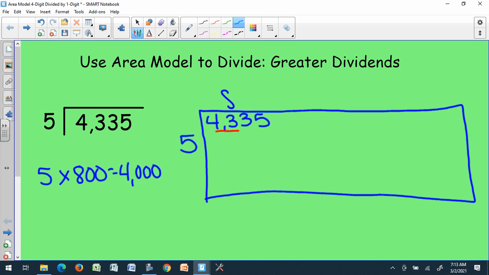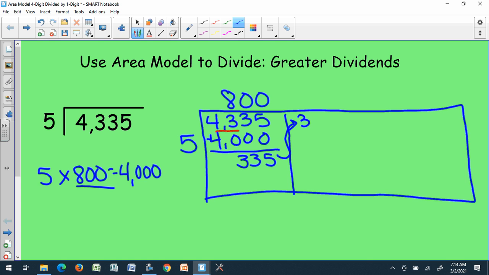I'm going to put my 800 on the top, because that's what I'm multiplying it by. And then I'm going to put 4,000 underneath and subtract to see how much I have left that I need to get rid of. So when I subtract that, I get 335. So that was a big amount that I got rid of. So I'm going to move my 335 to the top.